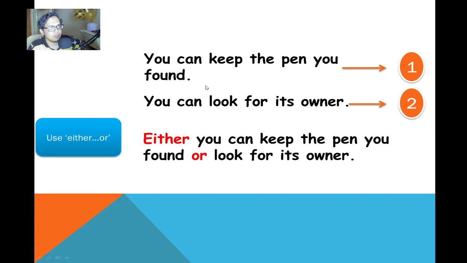Alright. Okay, one more time. You put "either" in front of the first sentence, and "or" in front of the second sentence. So, you make it one sentence. Either you can keep the pen you found or look for its owner.